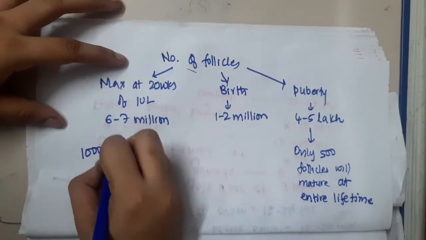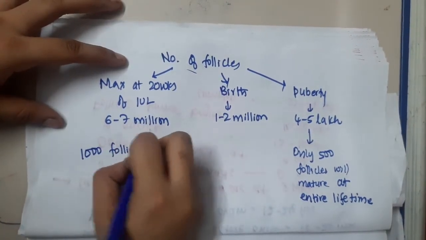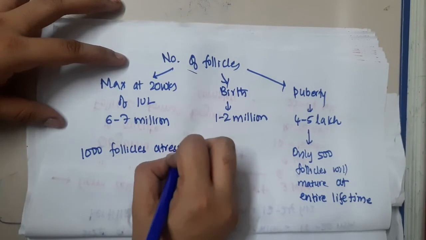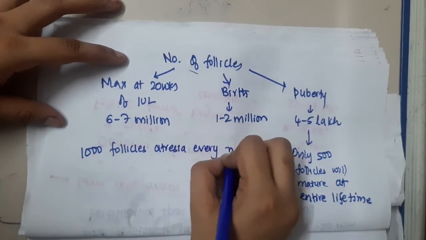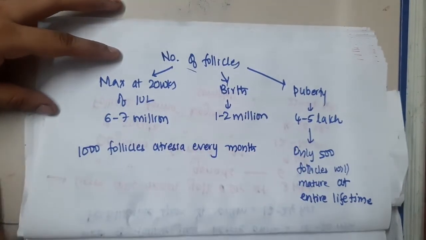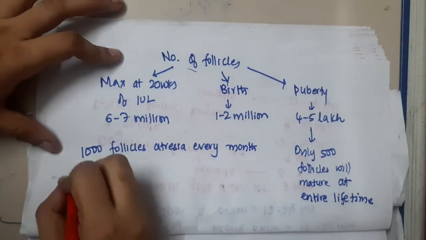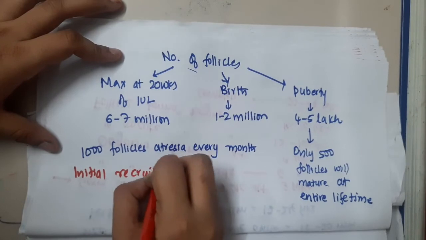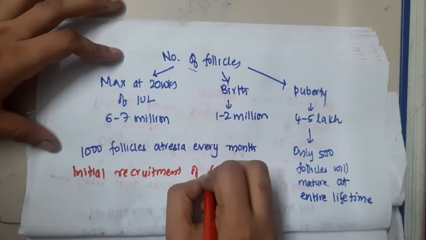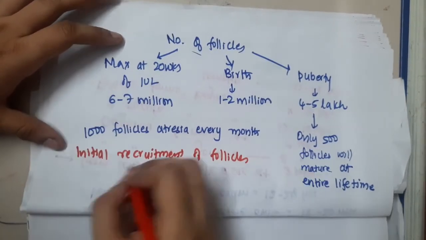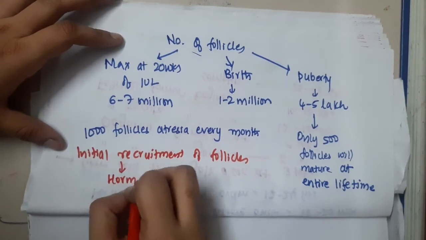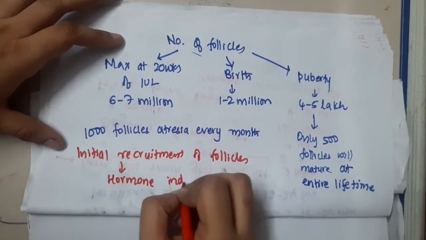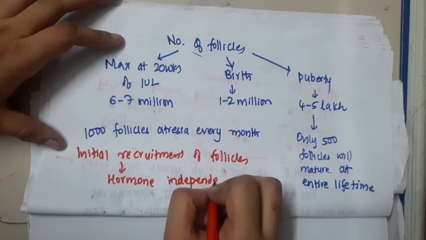And almost 1000 follicles undergo atresia every month. Then initial recruitment of follicles is hormone independent.